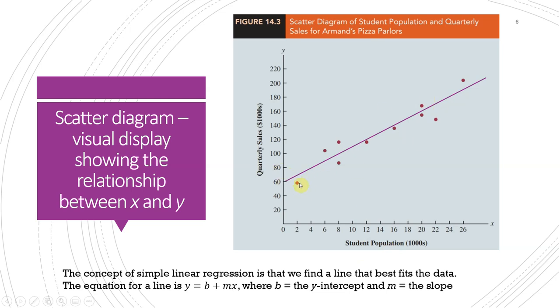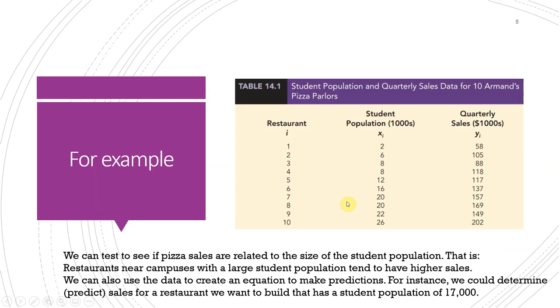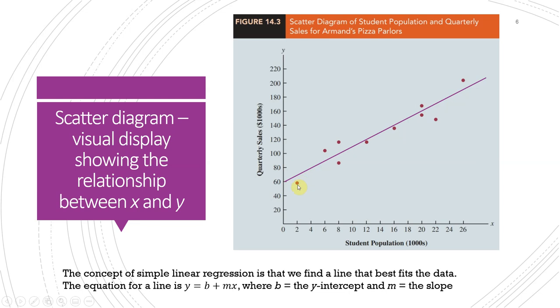So how this works is each dot represents an observation. So if we go back to our data, right, we have student population of 2,000 and quarterly sales of 58,000. So if we look at this dot right here, student population 2,000 and then quarterly sales is 58,000, that's a dot. So all these dots represent the observation given in the prior table. So what we do in regression is we estimate this line. This line is the line that best fits this data.